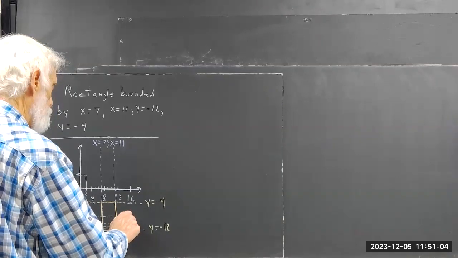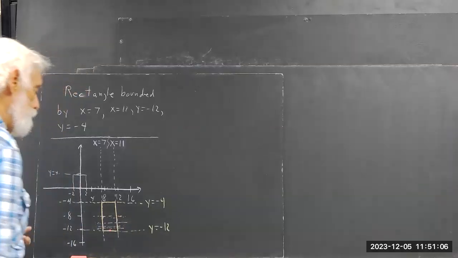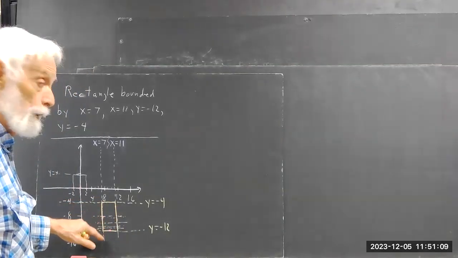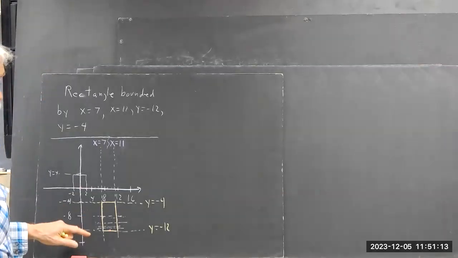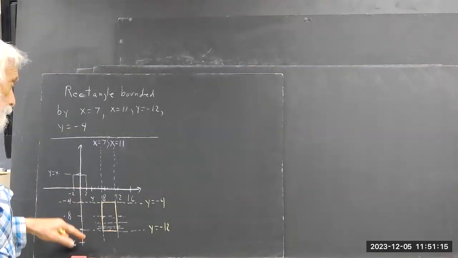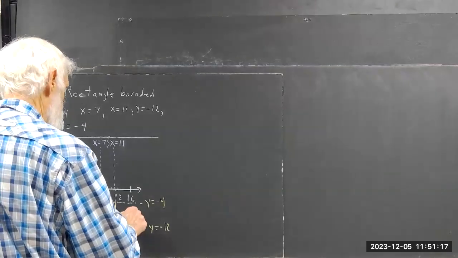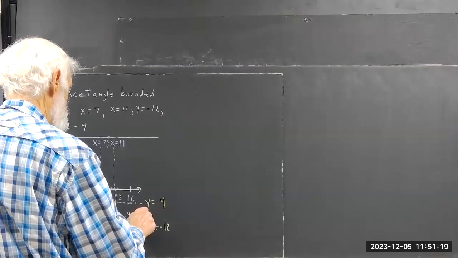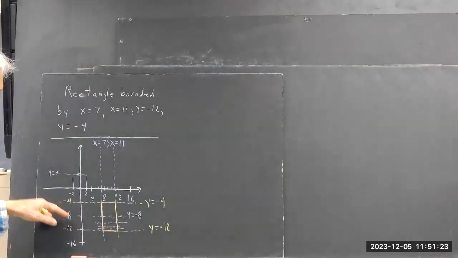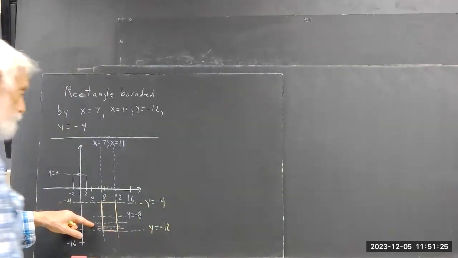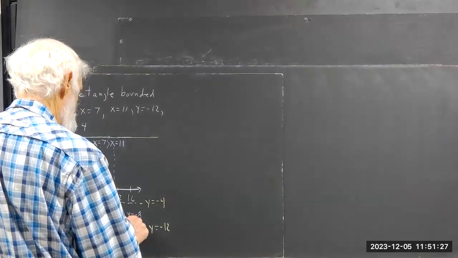Now to do it completely, and I really want to see you do this, I want you to tell me what the equation of these 4 lines are. Okay. Well, this line is halfway between negative 4 and negative 12. That puts it at y equals negative 8. And this line is halfway between negative 8 and negative 12. That's at y equals negative 10.